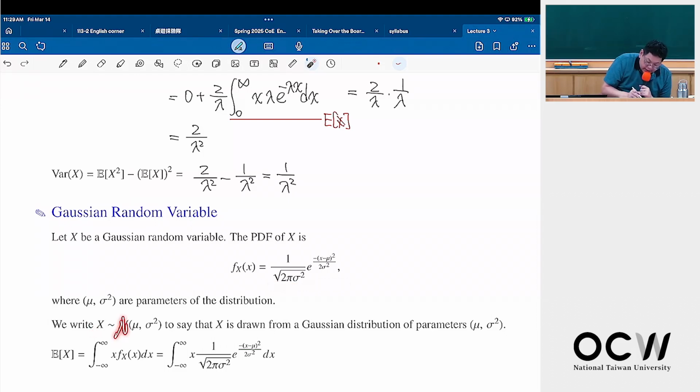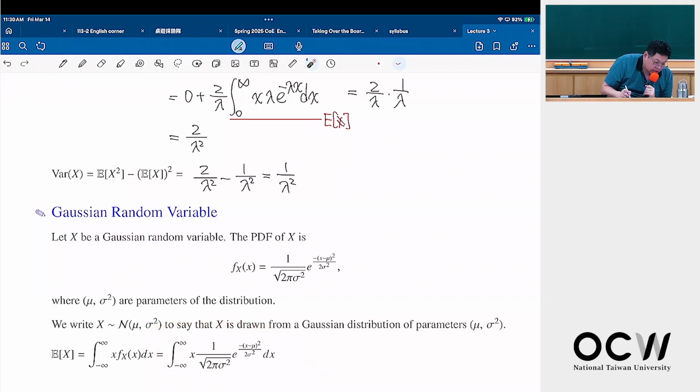So we can write it down: X is a Gaussian random variable, or Gaussian distribution. Sometimes we also call it a normal distribution, N. We say that X is drawn from the Gaussian distribution with two parameters, mu and sigma squared. And for the expectation, consider all possible outcomes times their corresponding weightings, which gives an integral.